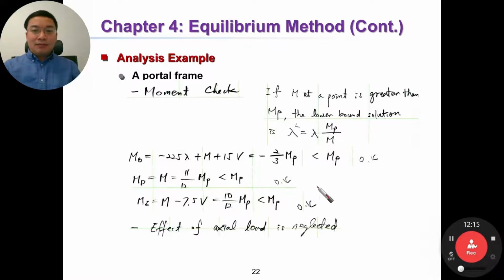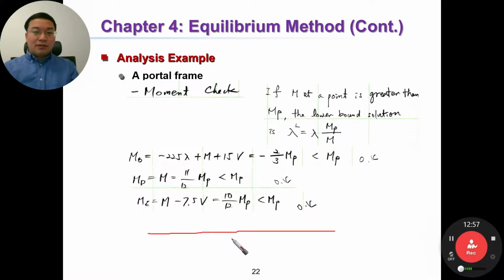Then lambda, please remember, lambda equal to 7 divided by 900 MP. Please remember that MP should be considered with the effect of axial force and shear force maybe. Now, if the effect of axial force is neglected, we don't consider the axial load, then what happens?